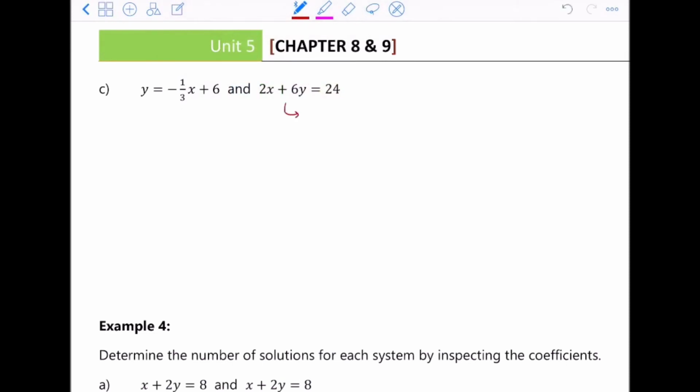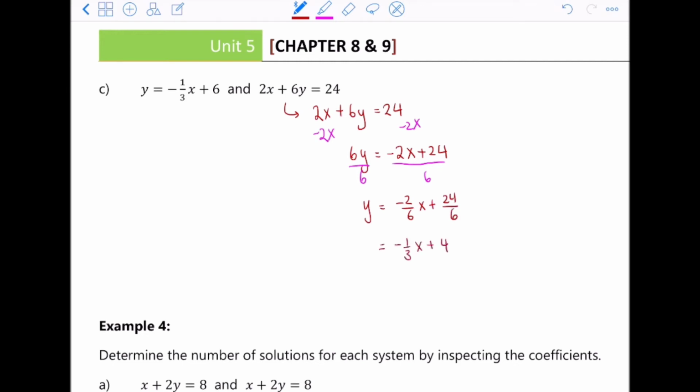The second equation is not in an ideal form, so we're going to rewrite it in slope-intercept form. So I want to isolate y, so take away 2x. And then divide the entire equation by 6. Make sure to divide each term. And let's simplify this to -1/3x plus 4.